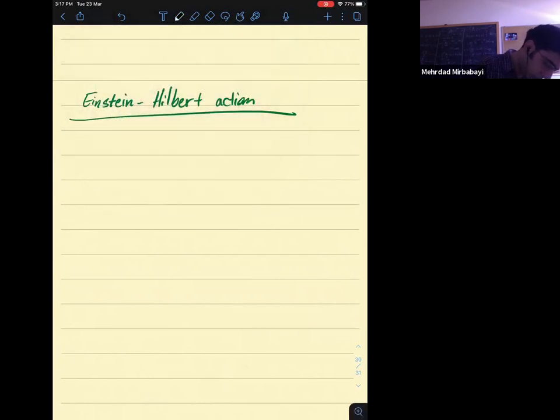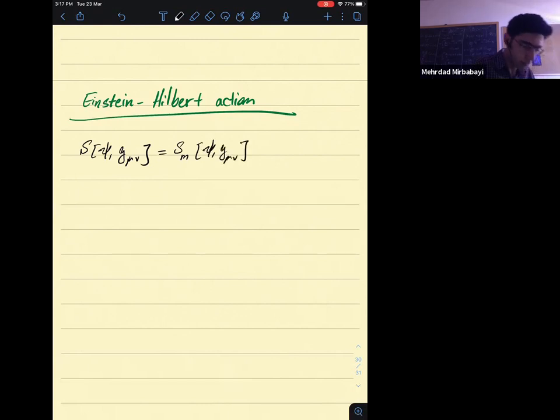So the full action depends on the matter fields, which I generally call psi, so this is a collection of all matter fields, and the metric. We decompose it into a matter action that depends on psi and g mu nu, plus a piece that only depends on the metric.